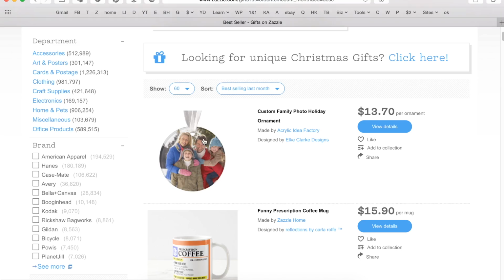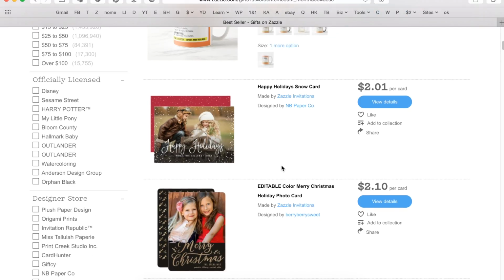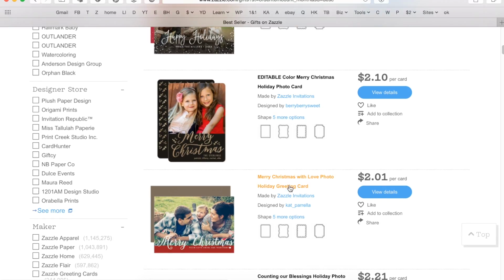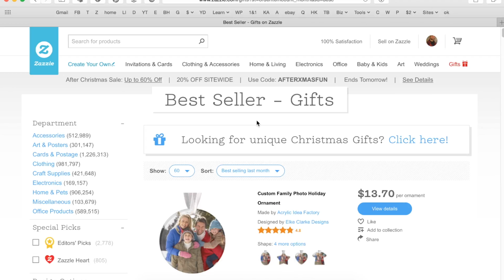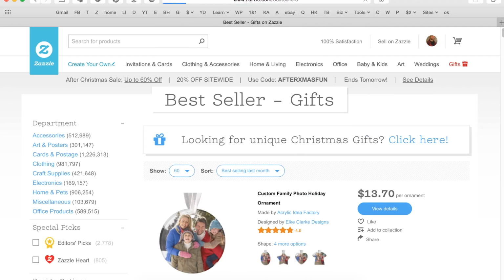And sure enough, this can give different ideas for whatever time period you're in, respectively. If it's Halloween, you can get ideas for Halloween stuff, for spring, etc. But the point is it's good to periodically come here. Zazzle.com, again, it was simply best sellers.